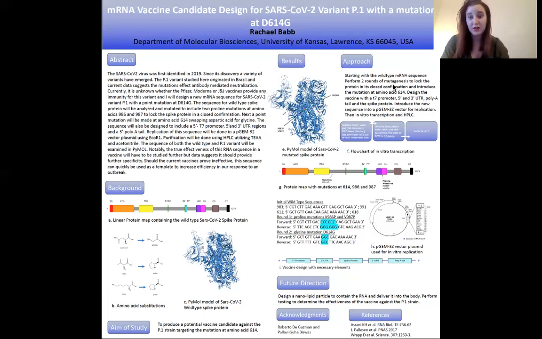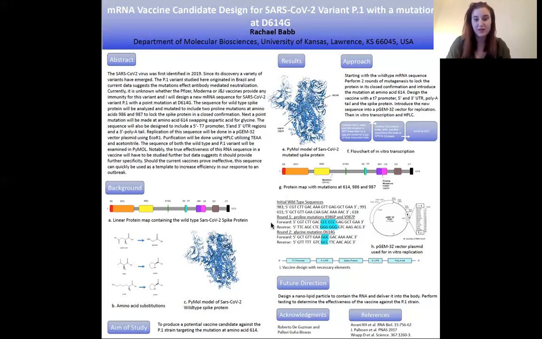In order to lock the spike protein in that conformation, 2 mutations had to be made at amino acids 986 and 987. You can see those right here. This was transforming lysine and valine into proline mutations. This was done because proline is an inflexible amino acid, and that allows the conformation to stay locked closed. The second round of mutagenesis, you can see the primers here again, was making that mutation at amino acid 614. This was an aspartic acid mutation into glycine to make this specific for the P1 variant.